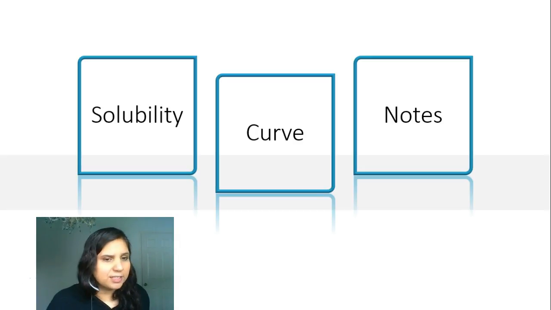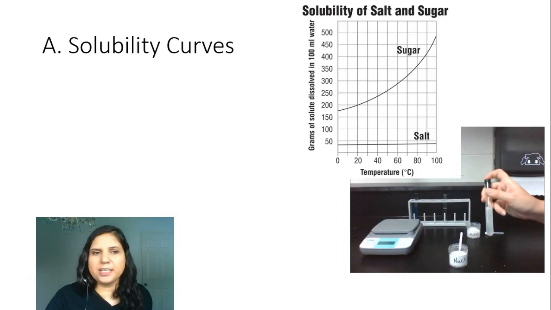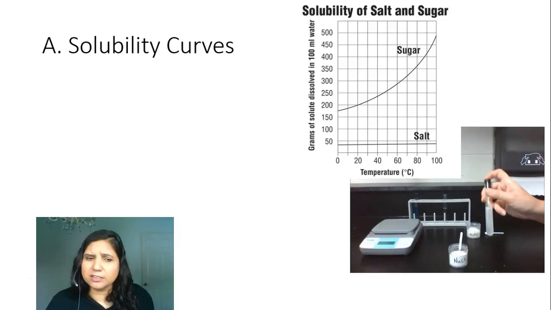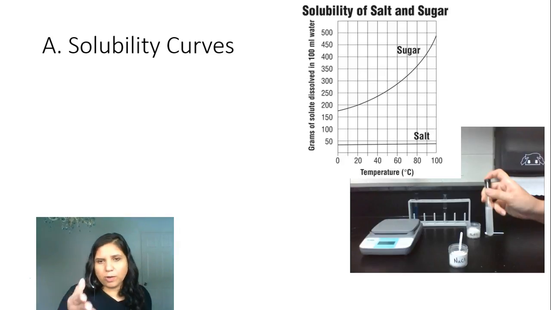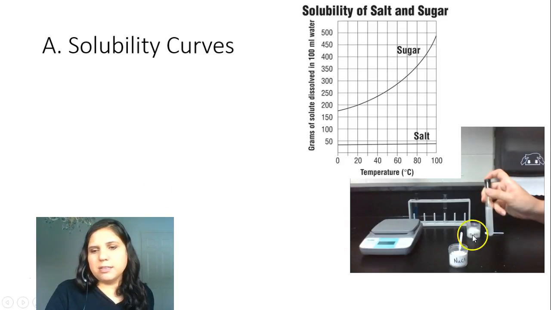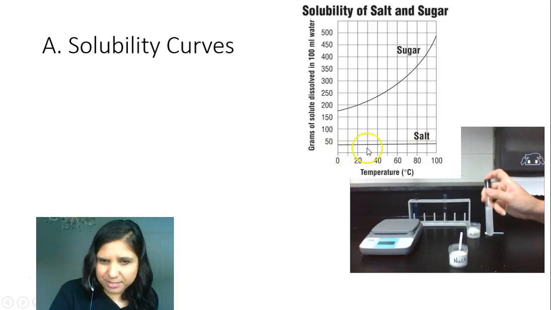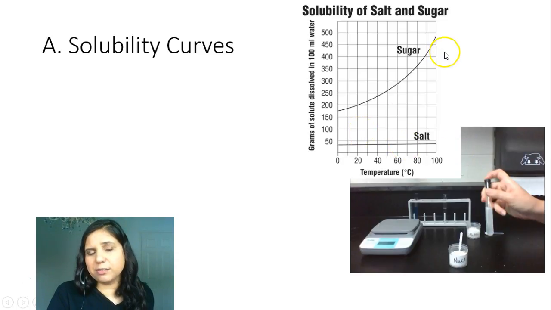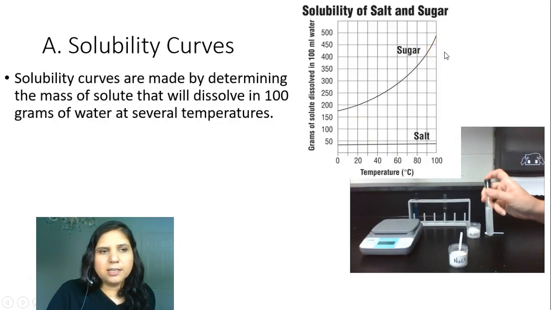These are graphs that you'll need to be able to interpret. Alright, so here's a typical solubility curve. Here's the solubility of salt and sugar in water. And so what's done to make this solubility curve is you take salt and sugar and see how many grams you can fit at different temperatures, and then you produce a graph. Sometimes it makes just a straight line, sometimes it makes a curve like sugar.